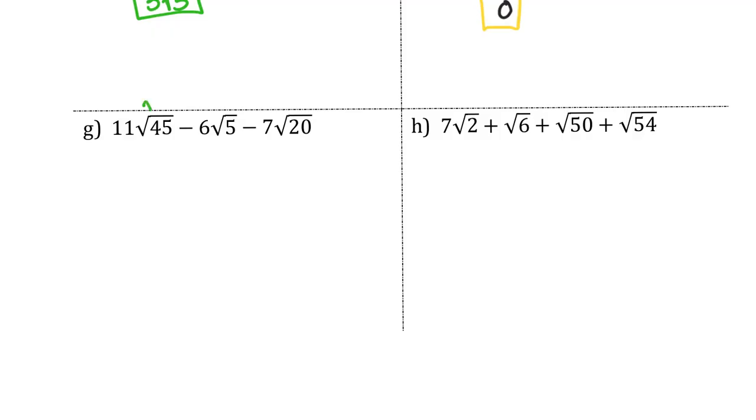Okay, 45 is 9 times 5. Okay, so that's 3 square root 5. But don't forget there is 11 in front of the radical. So that's 11 times 3 square root 5, which is really 33 square root 5.